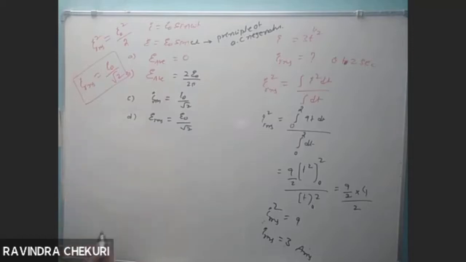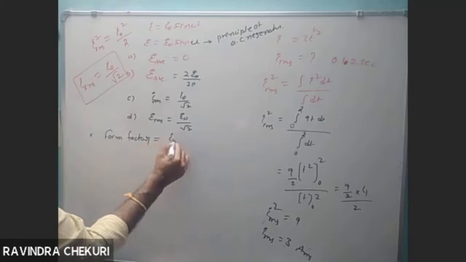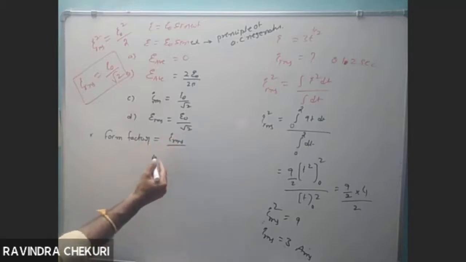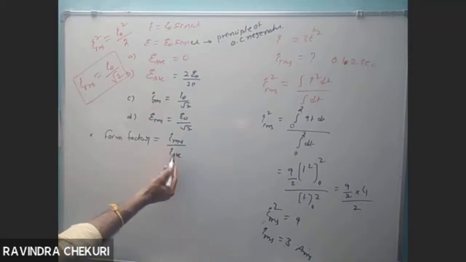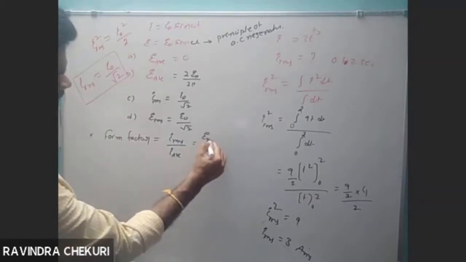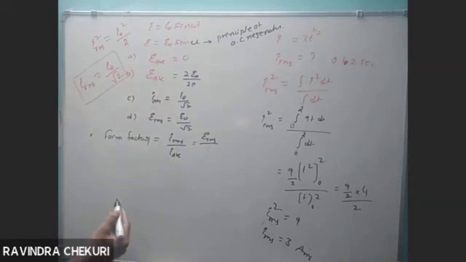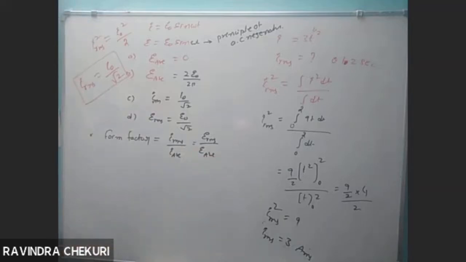Okay, next continuation: form factor. The ratio of RMS current to the average value of current over half cycle, or the ratio of RMS voltage to the average voltage over half cycle, is called the form factor.